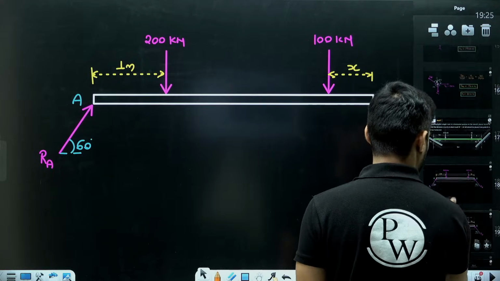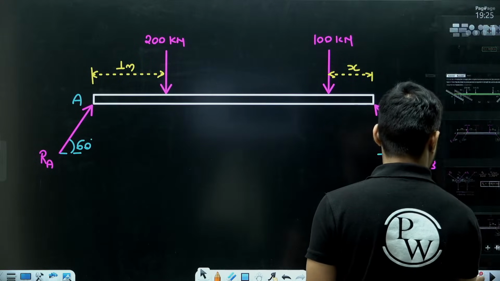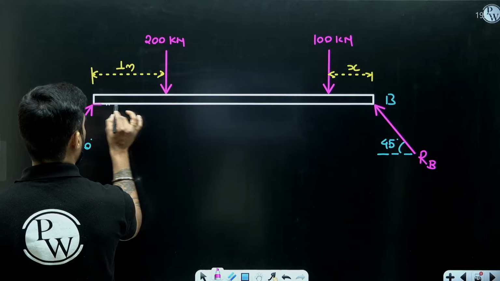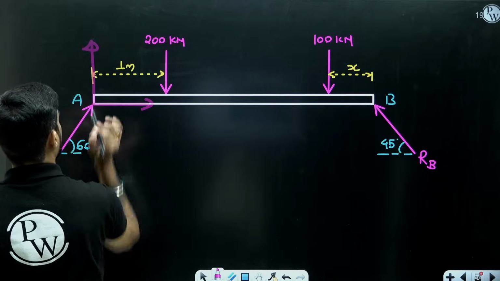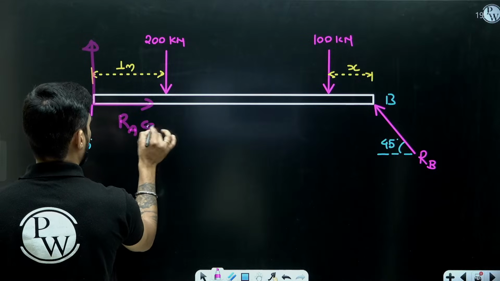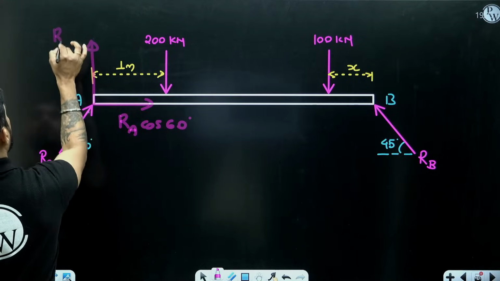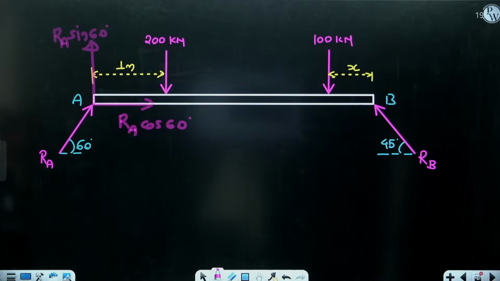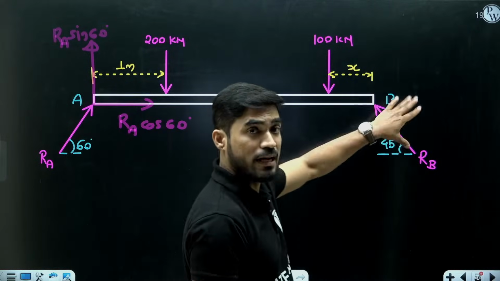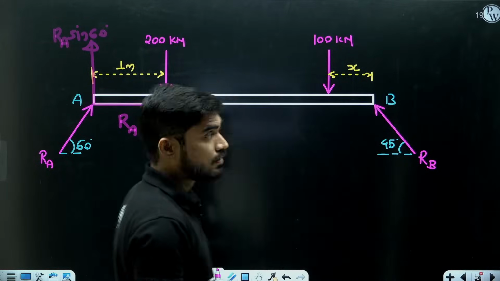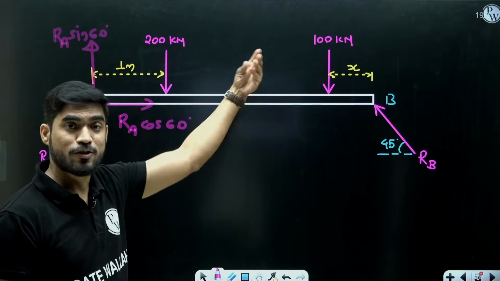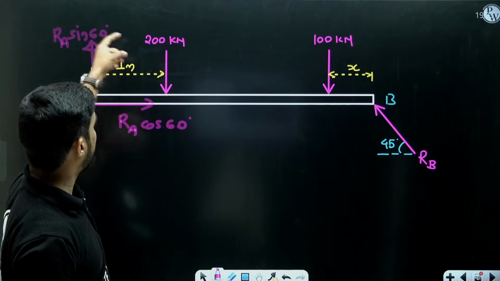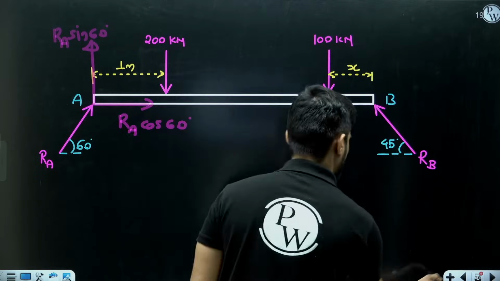What I am going to do is copy this diagram again. This time I am resolving the force RA into 2 components. This will be RA cos 60 and this will be RA sin 60, right? Now if I take moment at point B, the moment of RB will become 0 because it is acting at B. The moment of RA cos 60 will also become 0 because it is also passing through point B. So I will get the moment of RA sin 60, 200 kilonewton and 100 kilonewton.